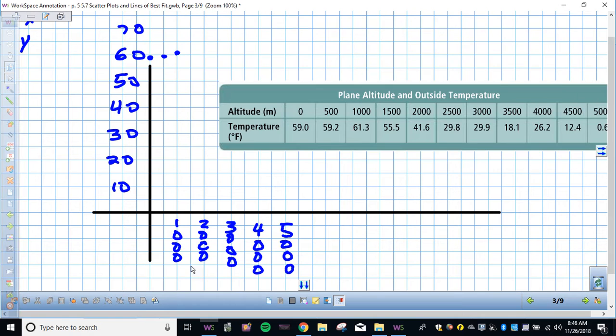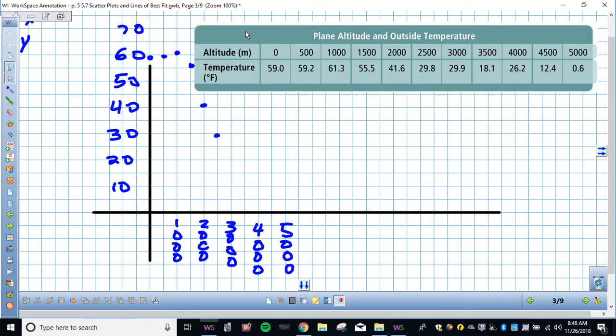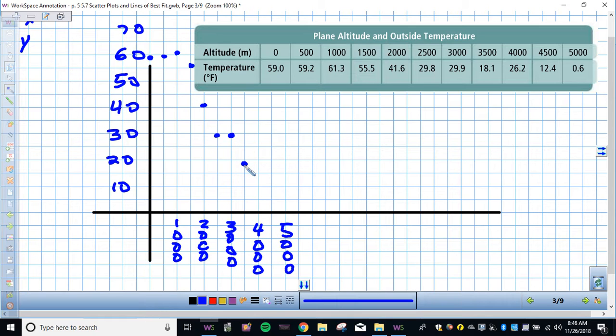It's funny because I write slow. 3,000 is 29. 3,500 is 18. 4,000 is 26. 4,500 is 12. 5,000 is 0.6.